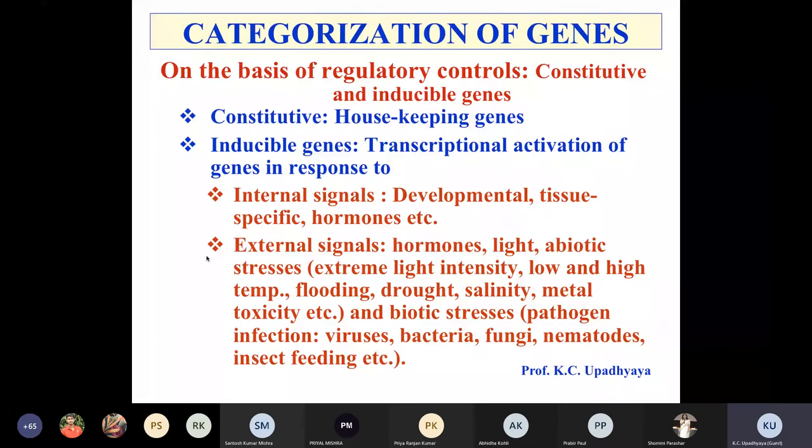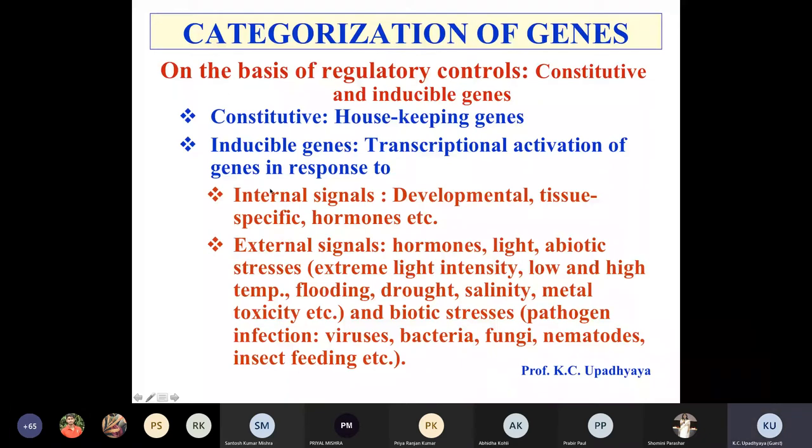There could be external signals. Externally, you apply hormones, or light in plants, for example. You have abiotic stresses: extreme light intensity in plants causes the activation of certain genes. Low and high temperature are a common feature in plants. You have flooding, drought, salinity, metal toxicity. Biotic stresses are common to all: we have pathogen infection, viruses, bacteria, fungi, nematodes, insect feeding. So there are certain categories of genes which are activated in response to these signals, and these are inducible genes.